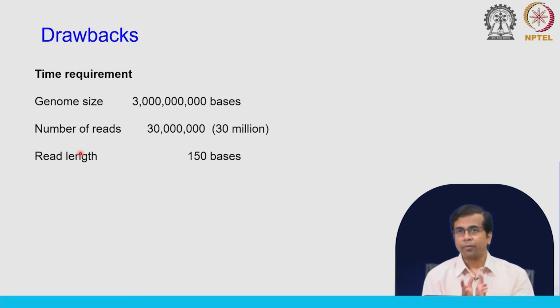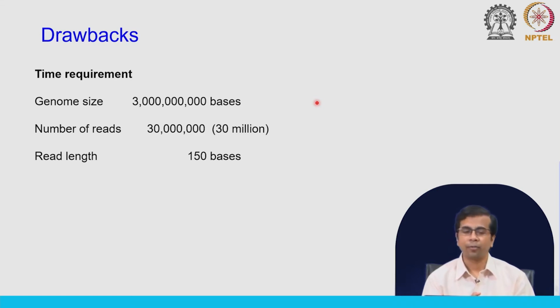So, we can look at the drawbacks. One is the time requirement. The sliding window approach along with the mismatch counting both contribute to the time required. Let us take this example: let us say the genome size is about 3 billion bases, like the human genome. We have the number of reads, which is about 30 million reads that we have generated.